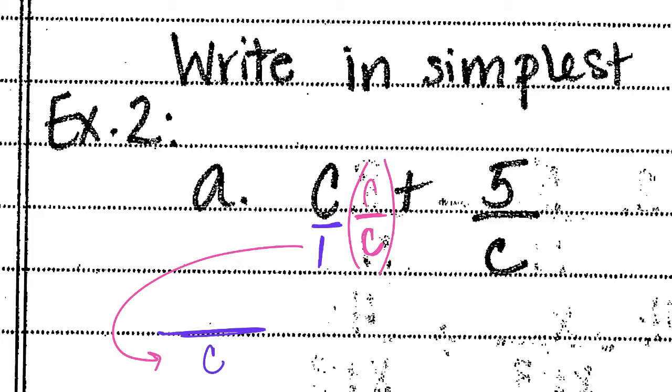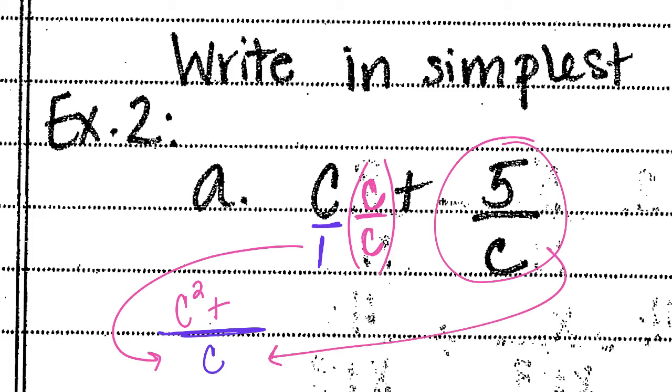But remember, we have to multiply by 1. C over c is equivalent to 1. So on the top, I end up with c squared plus, well, 5 over c, I don't have to do anything to make the denominator c. This is already set for us. So it's just going to be c squared plus 5 all over c.